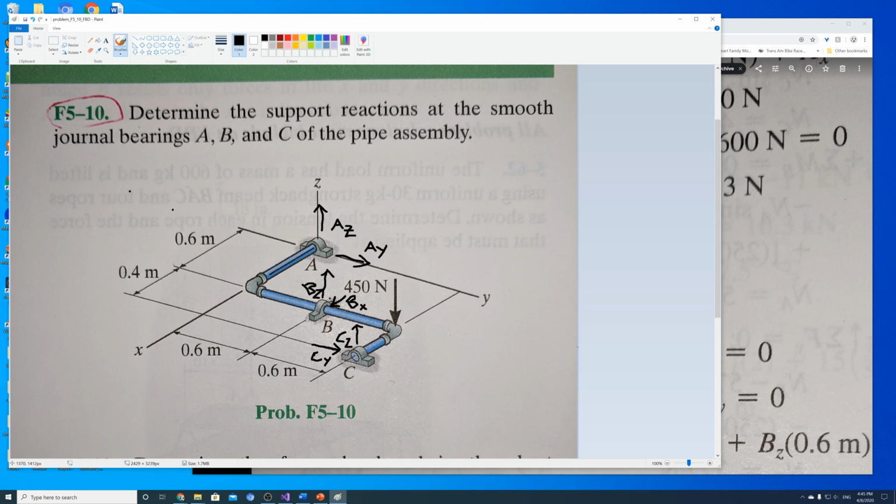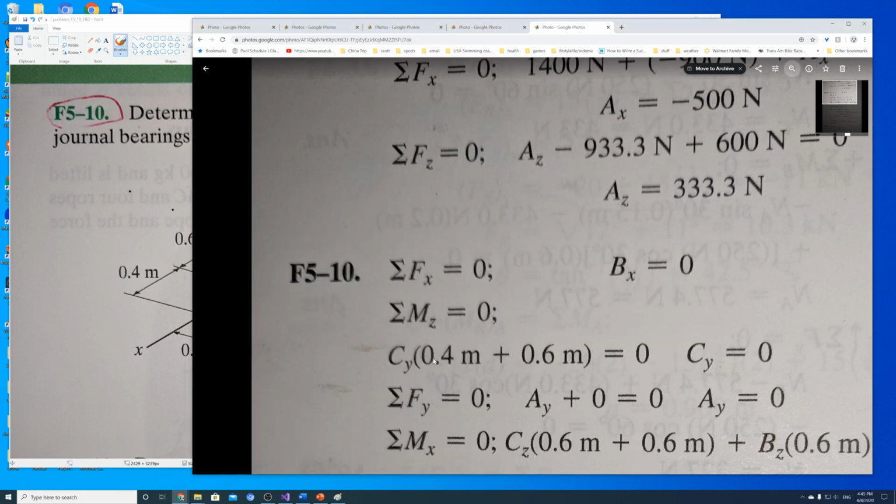If you look for the other ones, Bx is 0 already. Since Bx is 0, Cy is the only possible component to cause rotation about Z, so that one also has to be 0. Here's the moment equation, moment about Z at the origin: you have Cy, and here's the 1 meter, and of course that's going to be equal to 0. So now we know Bx is 0, Cy is 0.